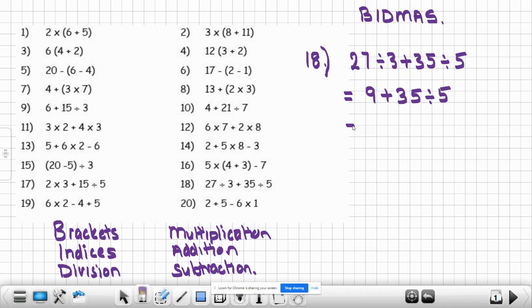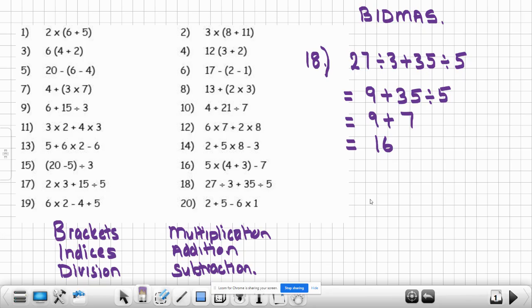Now let's do our next division. So I've got 9, and I've got to add something to that, but I need to work out what the division is. 35 divided by 5. 5 goes into 35 7 times. Okay, and now I'm left with the addition. 9 plus 7 is 16. So that is my answer.